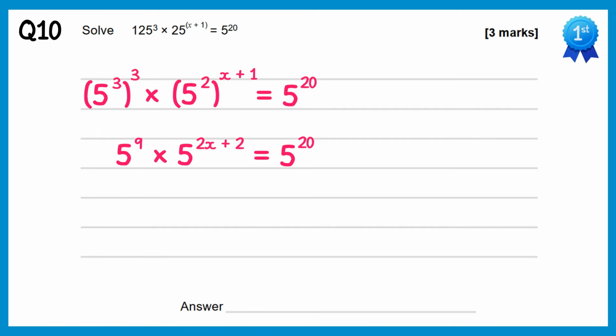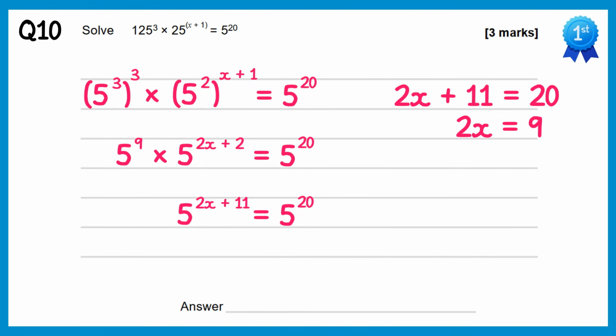On the left we have a multiplication, so we'll add those, so we need to add 2x plus 2 and 9, which gives you 2x plus 11, so 5 to the power 2x plus 11 equals 5 to the power 20. Now we can equate those indices. 2x plus 11 must equal 20, so take 11 from both sides and 2x equals 9, and then divide both sides by 2, x equals 4.5.